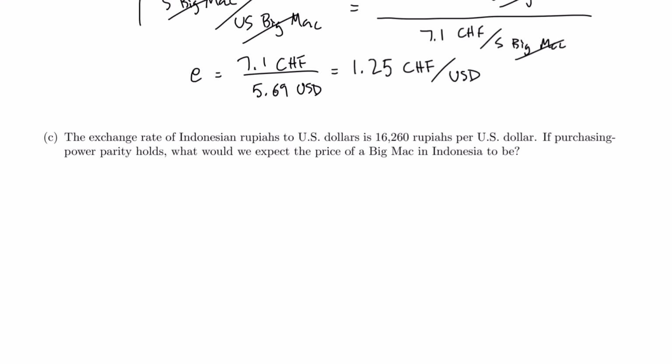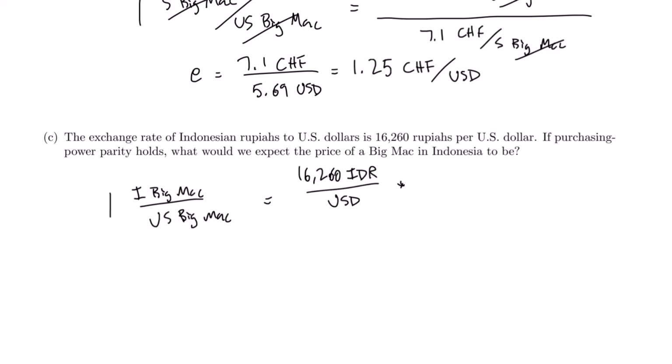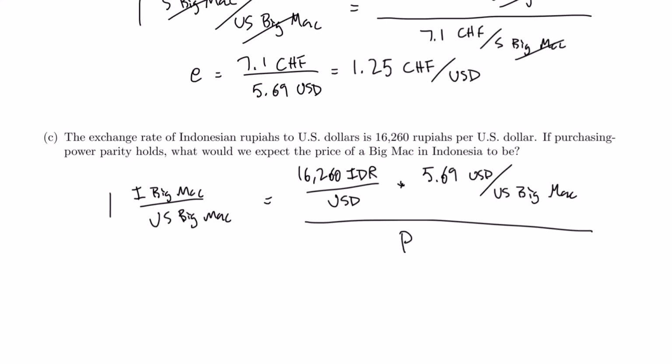We're going to use our equation again. Purchasing power parity, we're assuming does hold, so we have a real exchange rate of 1 Indonesian Big Mac per US Big Mac equals our nominal exchange rate of 16,260 Indonesian rupiahs per US dollar, times our US price at still $5.69 US dollars per US Big Mac. And then on bottom, we have what we're trying to solve for here, which is the Indonesian price of a Big Mac, which we'll just put as P star.